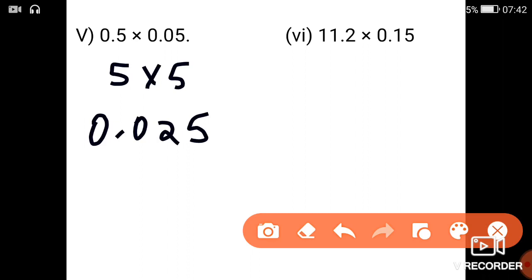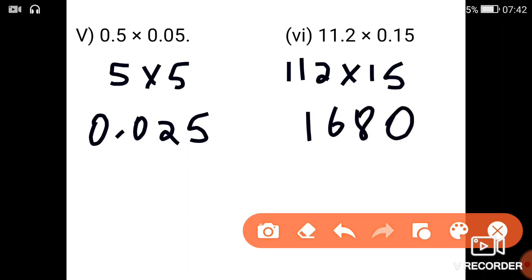Next, sixth problem, 11.2 we have to multiply it with 0.15. So first we will represent it as a whole number. We will write down 112 into 15. So that is 1680. Here there are 3 digits. After the decimal point in 11.2 we have 1 digit, and 0.15 we have 2 digits. So it is 3 digits. So after 3 digits we will place a decimal point. So it is 1.680.